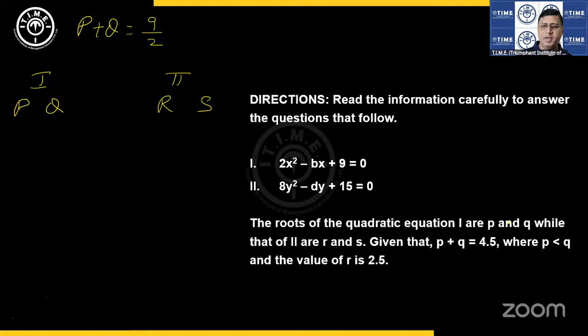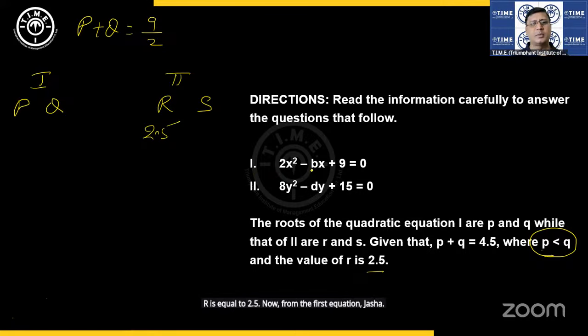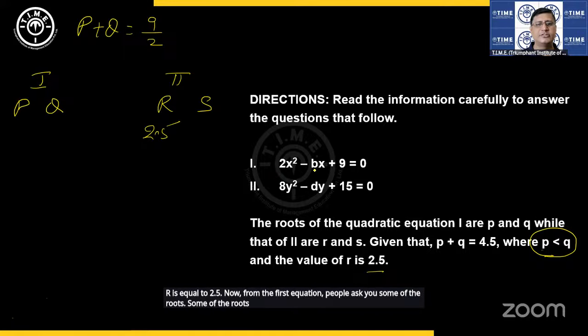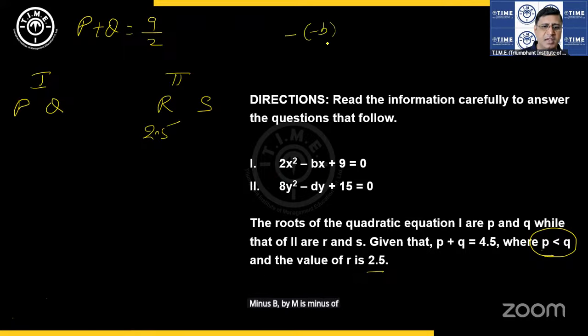Now p is less than q. It's very, very important. p is less than q. And the value of r is equal to 2.5. Now from the first equation, p plus q means sum of the roots. Sum of the roots is equal to minus b by a. Minus b by a means minus of minus b by 2 is equal to 9 by 2. So the 2 and 2 get cancelled. b is equal to how much? 9. b is equal to 9.